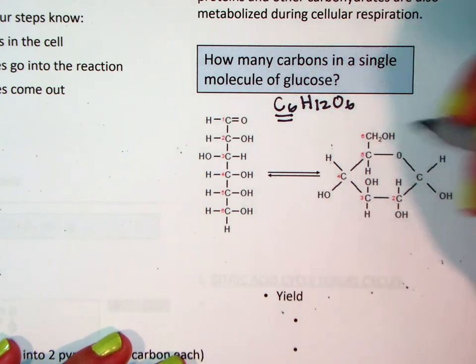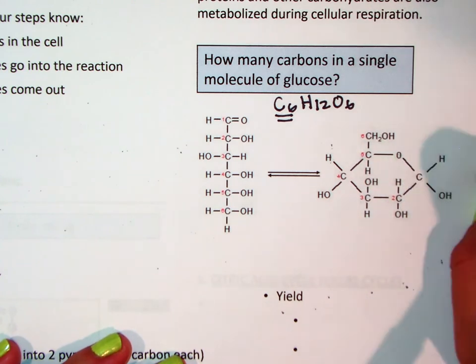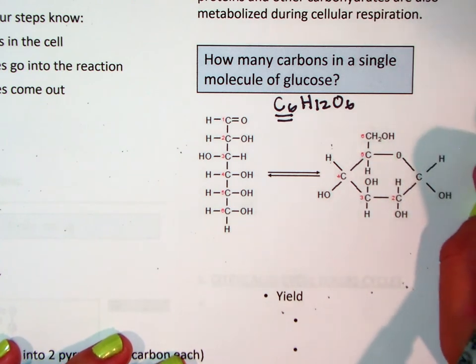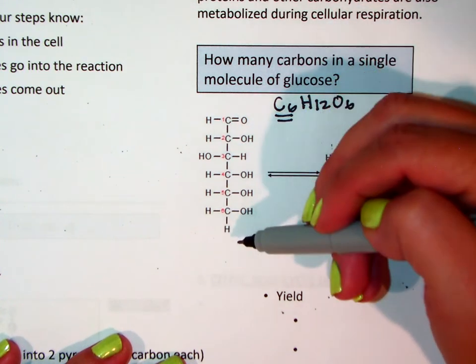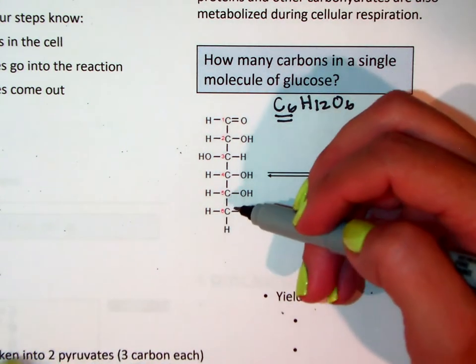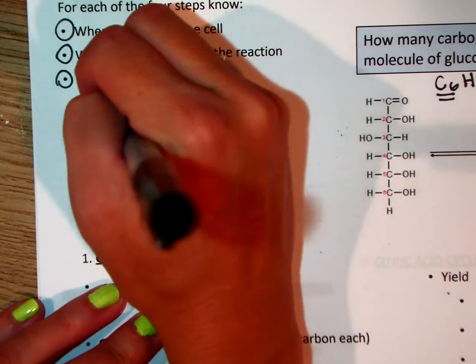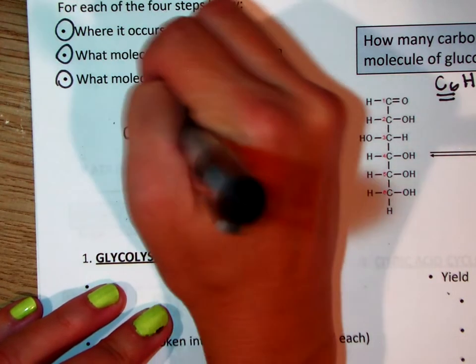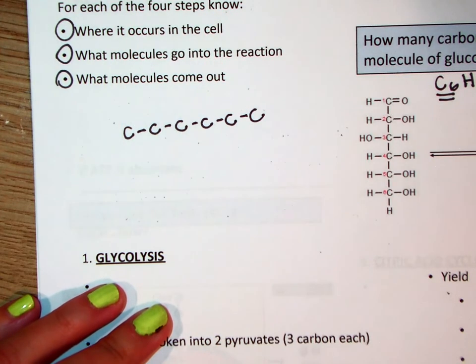It's like a ring. Like we saw with the monomers, it's a whole bunch of these stuck together to make the polymers. But to make it easier to see what's happening to these 6 carbons, we just unravel it and show it in a line like this. And I simplify it even more. Glucose is 1, 2, 3, 4, 5, 6 carbons.